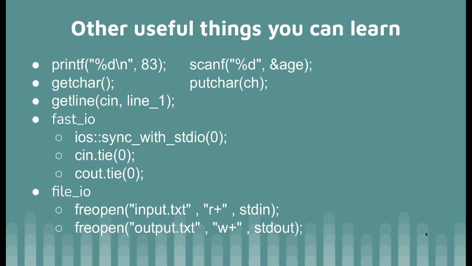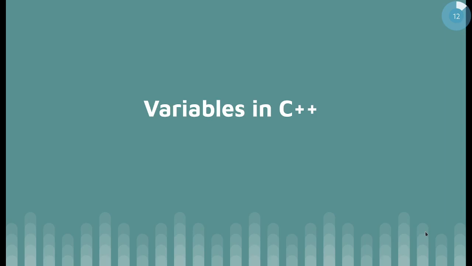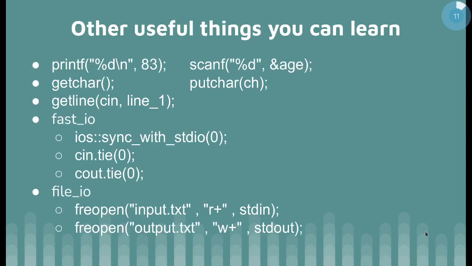Just a note on sync with standard I/O. When you use that and you use both C++ and C style of input, it reads messily. So it usually reads one type first. So use this only with cin and cout. Do not mix printf and cout, or this kind of thing. Is the input clear?